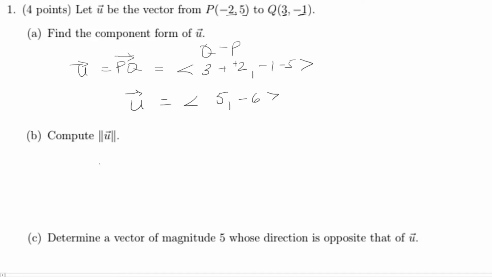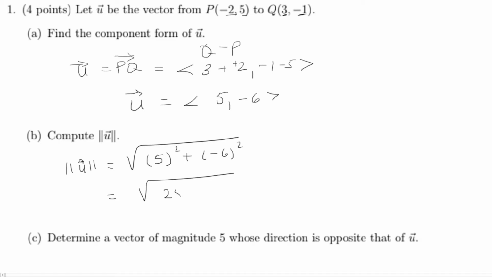Part B has to find the length of this vector. So for the length of the vector, we're just going to take the square root of each of the components squared. Five squared is going to give us 25. Negative 6 squared is 36. Add those together. We get the square root of 61 as the length of the vector.